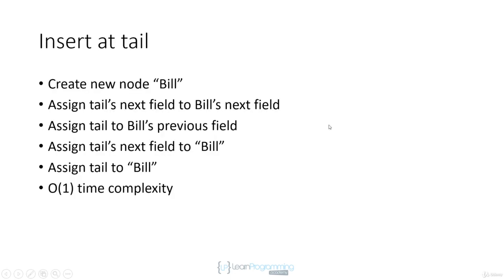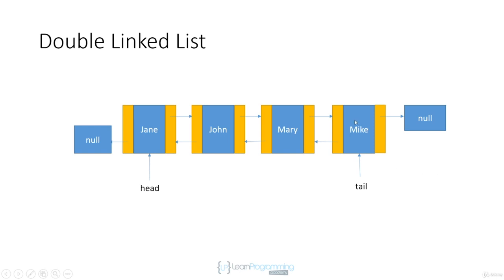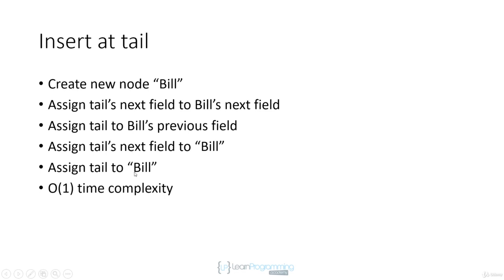And then we're going to want to assign the tail's next field to Bill. And so Mike is the current tail, and after the insertion, his next field, we want him to point to Bill. And finally, we're going to assign the tail to Bill. And we can do that in constant time complexity. It doesn't matter how many items are in the list. You're going to go through the same number of steps to insert a new item at the tail.